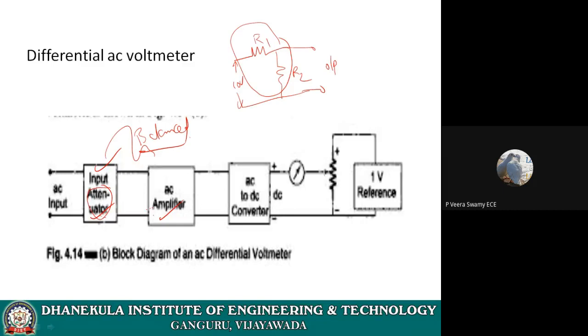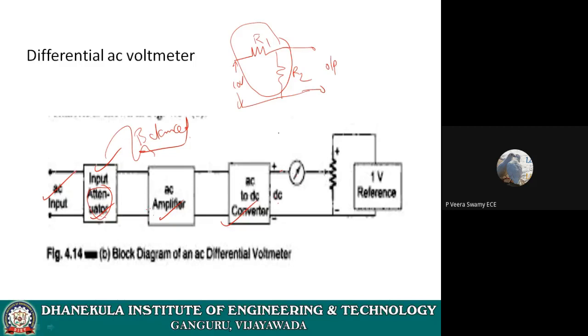And here one more, that is the AC to DC converter. That means here you are applying an AC input. Later you convert that from AC to DC using the AC to DC converter. So here the quantity is DC.